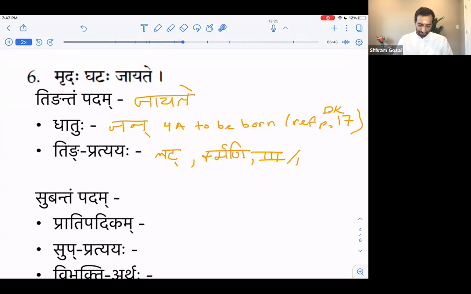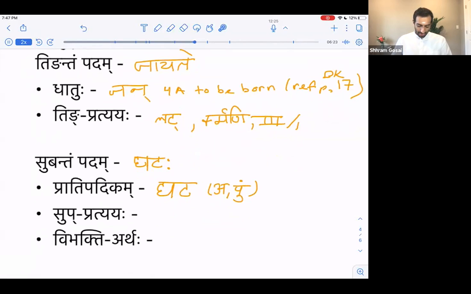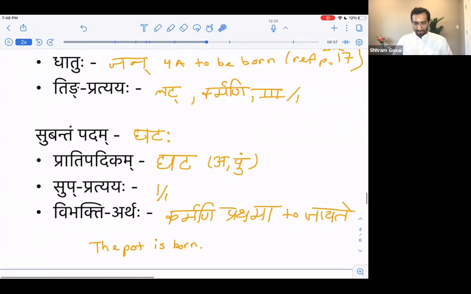What is born? Gataha. So gata is easy, right? This is just like our Rama shabda. So gata is the pratipadika, akaranta pullinga, right? Just like Ramaha, it's 1-1. And this is karmani prathama to jayate, right? We said karmani prayoga. So this is karmani. So the pot is born. Okay.